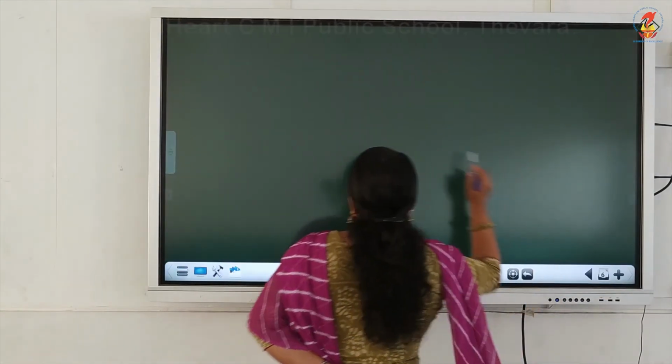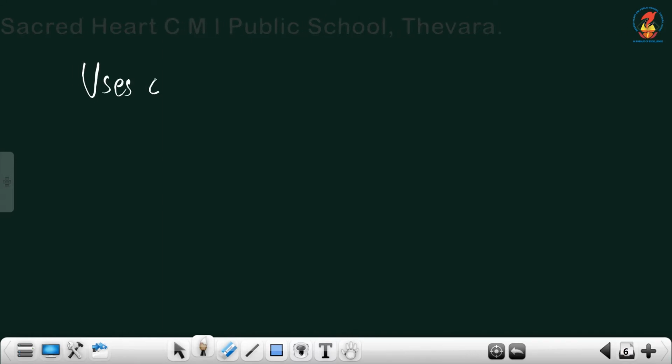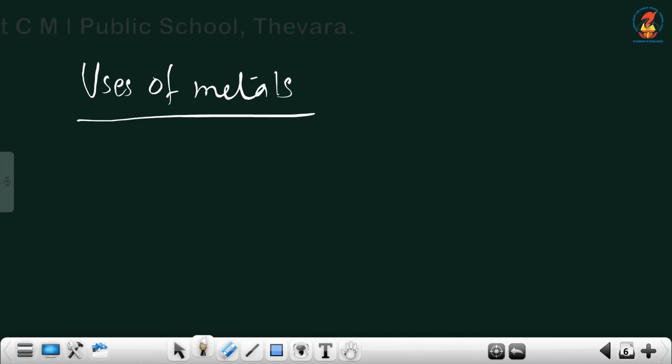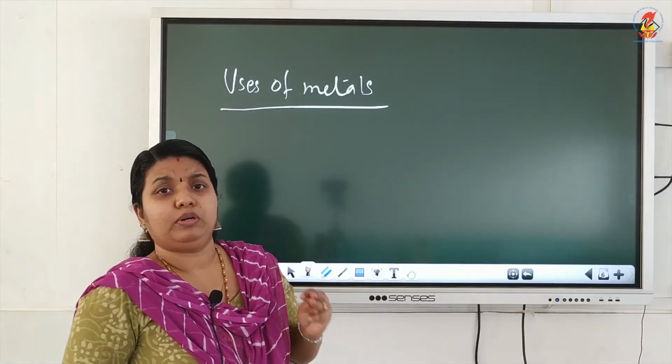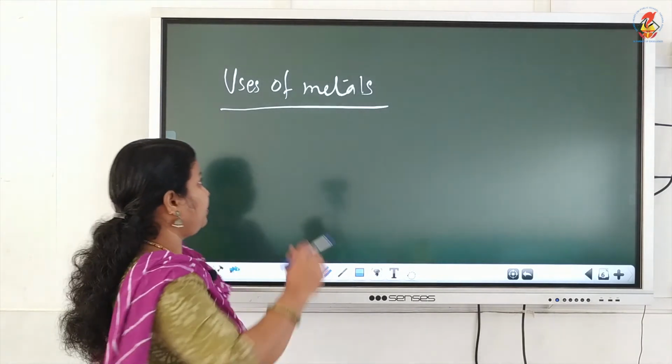Now we will see uses of metals. What are the uses of metals? So far we have been discussing the physical and chemical properties of metals. Now what are the uses of metals? Examples of metals I gave you like iron, copper, aluminium, gold, silver, etc. So what are the uses of metals?